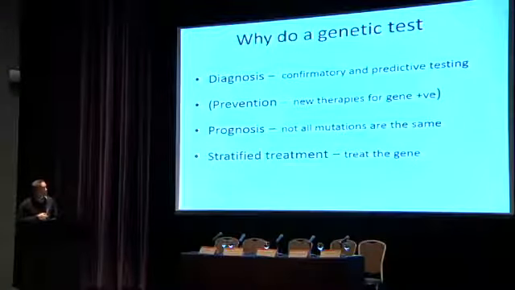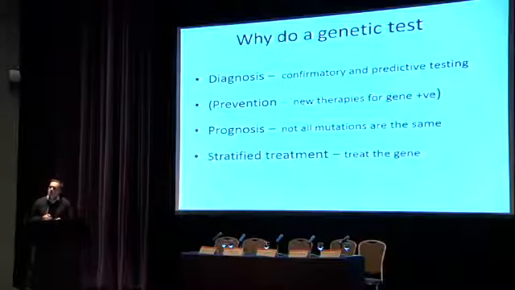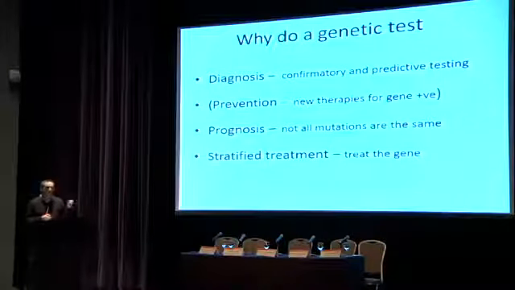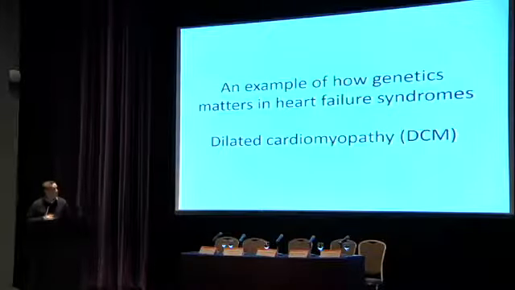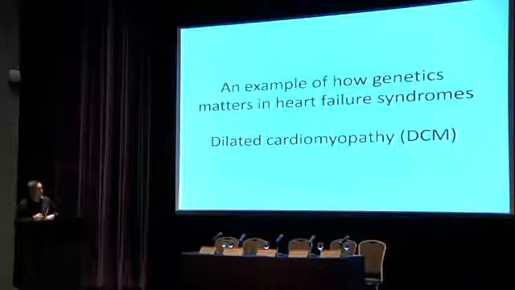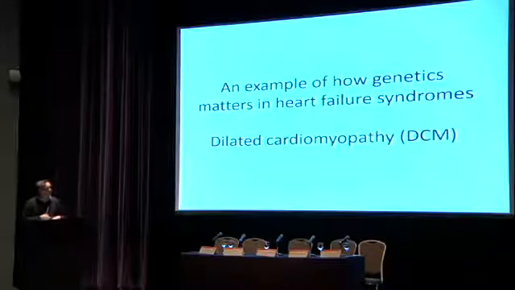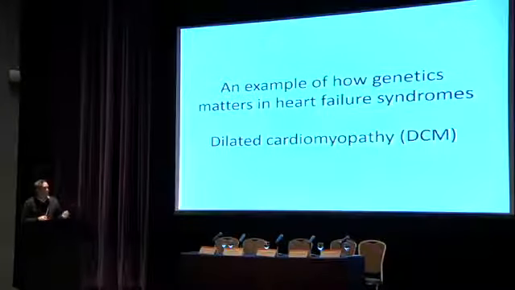Prognosis, not all mutations are the same. I'm going to talk about that briefly. And a stratified treatment, as I just illustrated with the hypercholesterolemia case, you can't just treat the biochemistry. In some instances, you have to treat the gene, and that affects the patient and their family. So I'm going to talk here about how genetics matters in heart failure syndromes, and here I'm going to talk about dilated cardiomyopathy. There are other syndromes that I could discuss, but we don't have time.